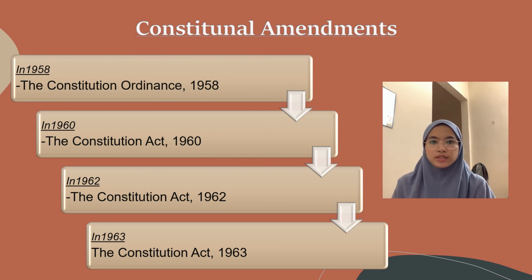In 1962, after less than 4.5 years of application of the Constitution, another amendment act was passed. The Constitution Act 1963 was passed, which made a number of minor amendments to the Constitution.